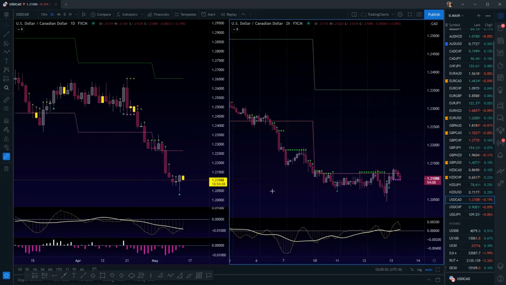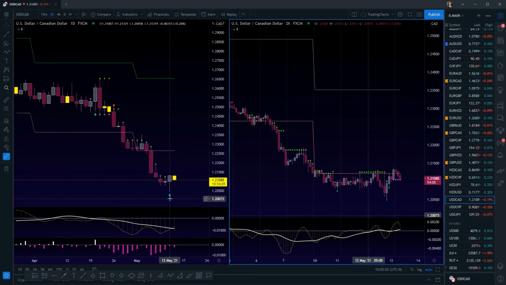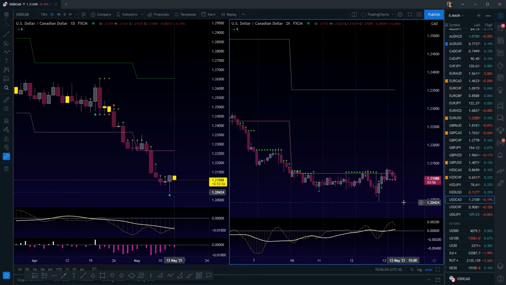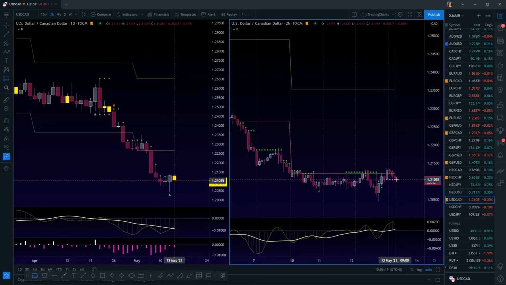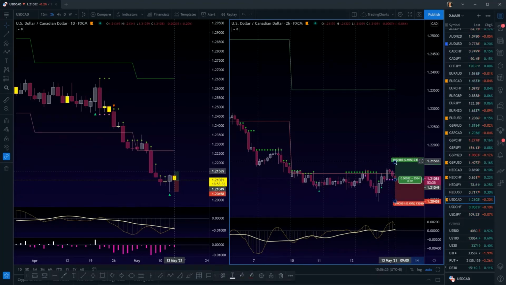US dollar, Canadian, the trigger for the buy yesterday kicked in, just barely took it out. So this looks like a possible trade. The fake out here and then a buy. So let's see at this level here, is the risk reward ratio good enough? So you have to set your stop loss nearer here.